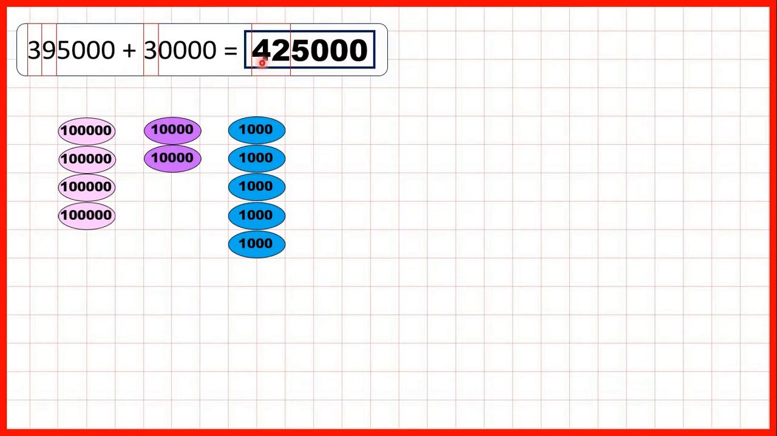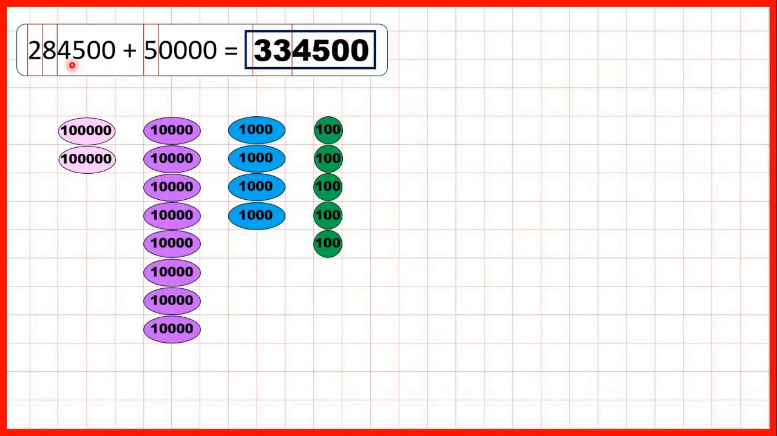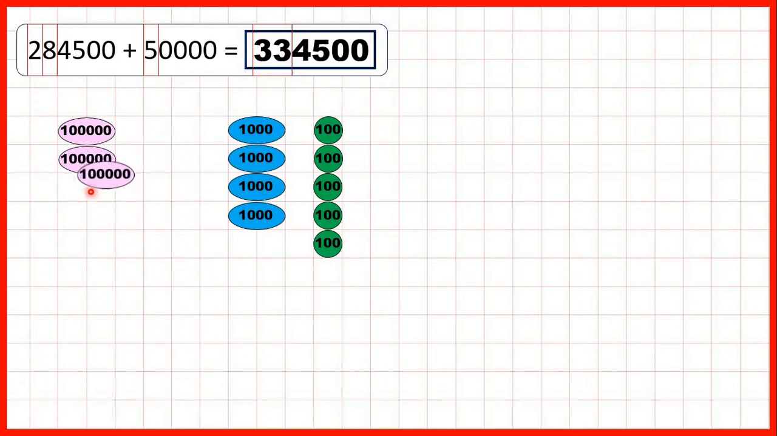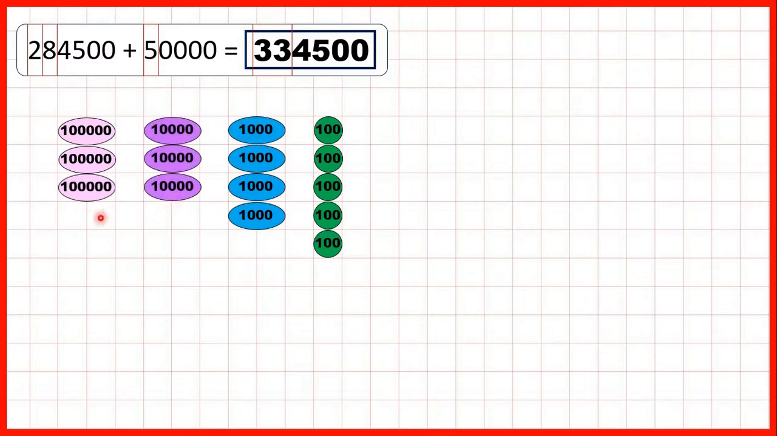So that's why when we were adding a multiple of 10,000, we needed to change both the 10,000s and the 100,000s digits. So our last question was 284,500 plus 50,000. So we have 2 100,000s, 8 10,000s, 4 1,000s and 5 100s. If we add 2 more 10,000s, that gives us 10 10,000s, which we need to exchange for 100,000. So we've added 2 10,000s, but we needed to add 5. So if we add 3 more, we now have 3 100,000s and 3 10,000s.